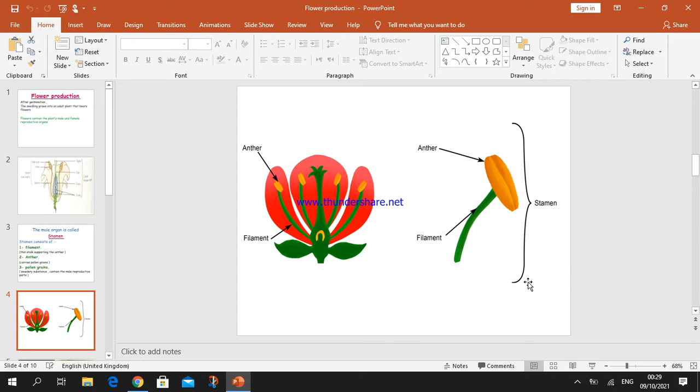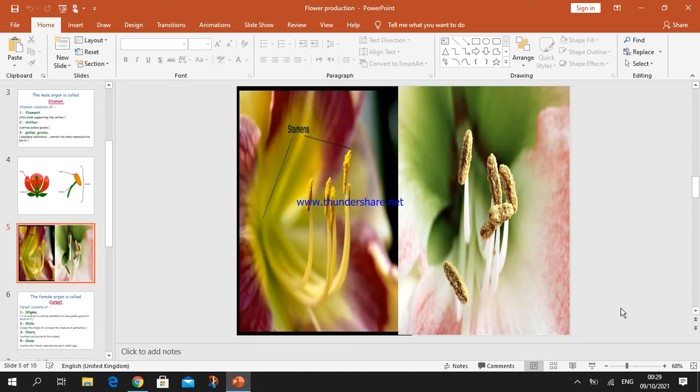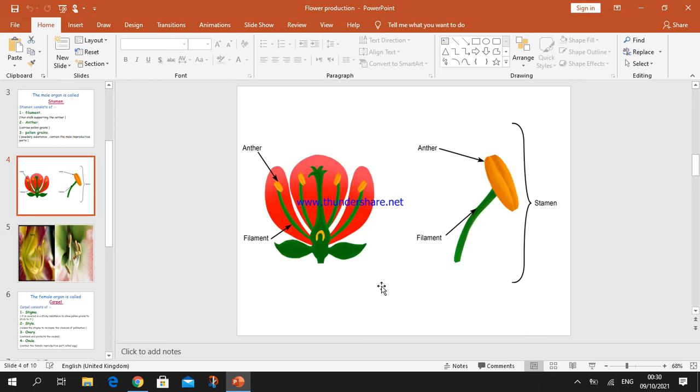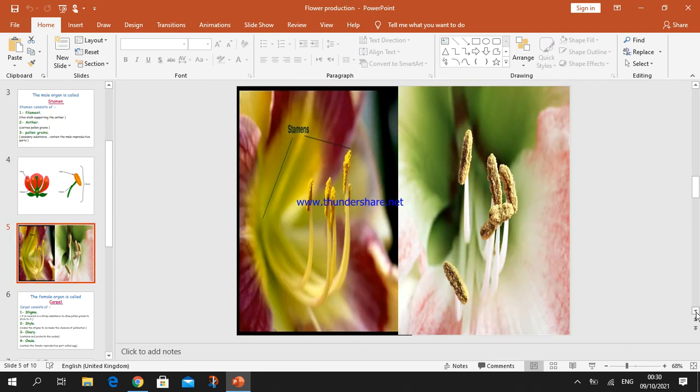So again, filament is a stalk that supports the anther. Number 2, anther carries pollen grains. Pollen grains, powdery substances, contain the male reproductive cell. This is a real image for the stamen of some flowers. This is a diagram for a perfect flower and stamen, but this image is a real image for the stamen.